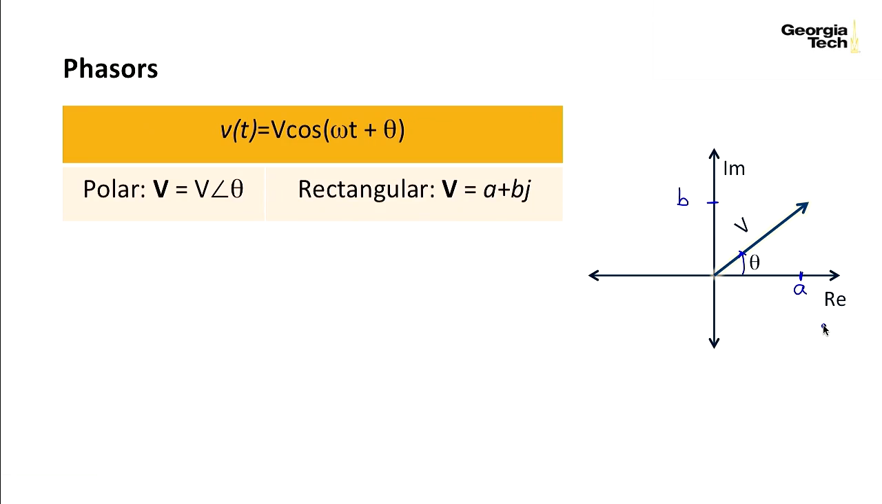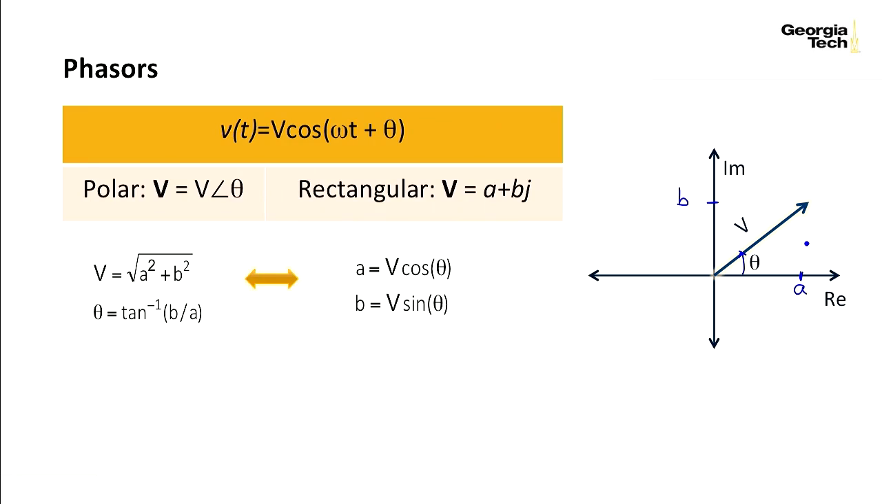I can convert between rectangular and polar notation by looking at this as a triangle, with the opposite side being b and the adjacent side being a. So I go back to my trig identities and trig relationships. Converting from polar to rectangular, I just use this formula here that we saw on the previous page. And then to go from rectangular back to polar, I use Pythagorean's theorem and also use the tan relationship between the b and the a.